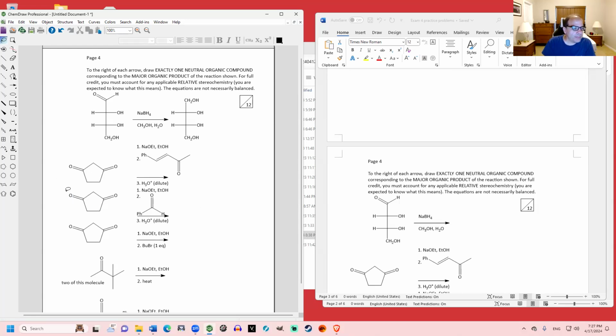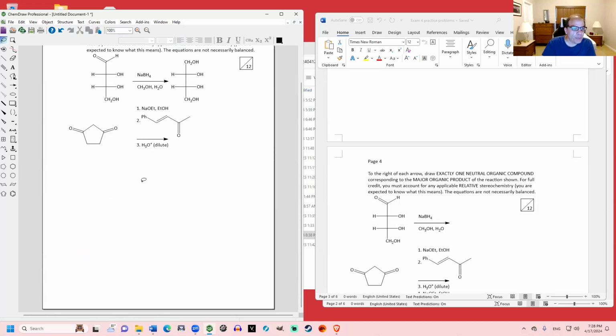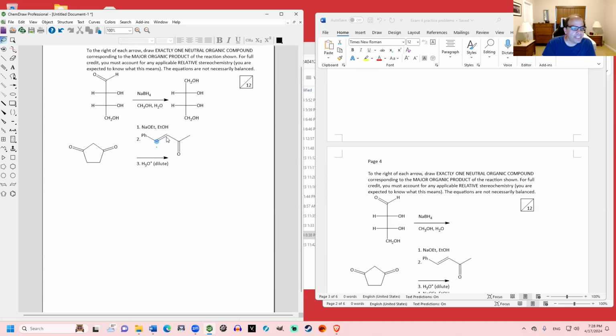The next one's kind of tough. That's going to do a Robinson annulation. But that's a reaction you have to know. We covered it in chapter 23. And the way I recognize it is I see an alpha-beta unsaturated ketone that also has a methyl group on the other side that can be deprotonated. So I think the only way to prove to you that we get the product that is listed in the answer key is by doing the mechanism. And indeed, I would not know what the product is without doing the mechanism.